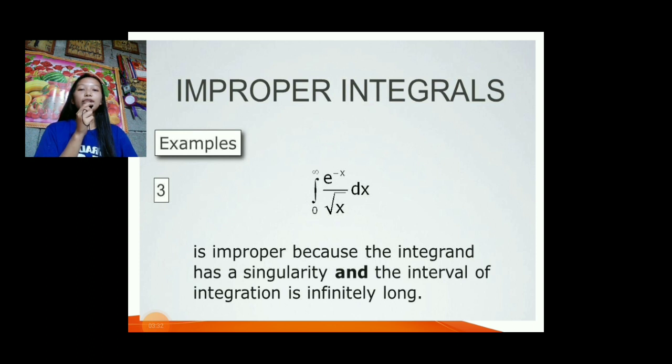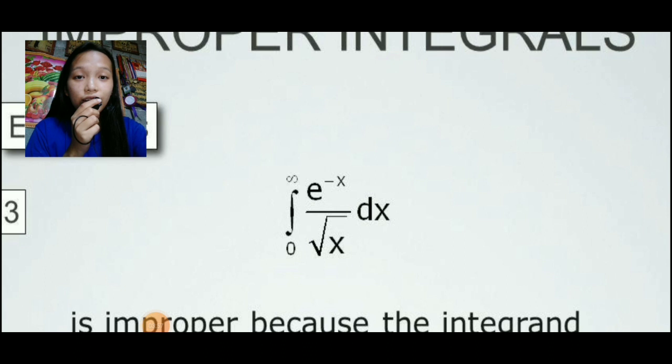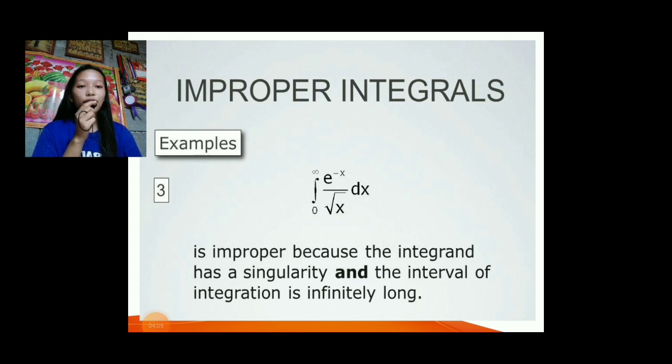For example, the integral of e to the power of negative x over the square root of x dx from 0 to infinity is improper because the integrand has a singularity and the interval of integration is infinitely long. So it is clear that the integration here goes to infinity, and that means that it is improper.